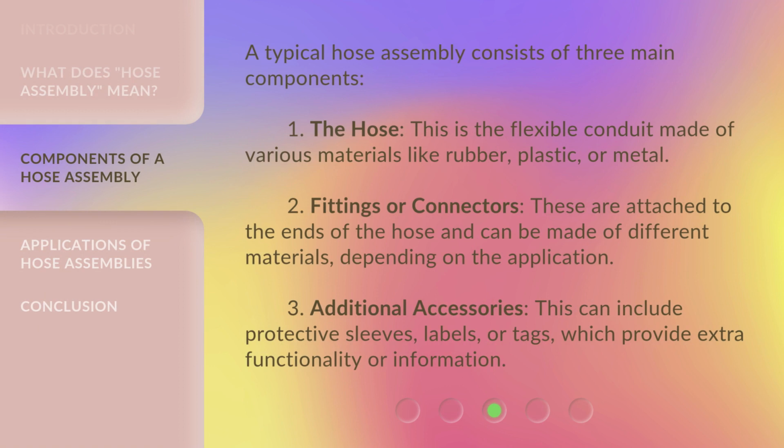A typical hose assembly consists of three main components. 1. The hose. This is the flexible conduit made of various materials like rubber, plastic, or metal. 2. Fittings or connectors. These are attached to the ends of the hose and can be made of different materials, depending on the application. 3. Additional accessories. This can include protective sleeves, labels, or tags, which provide extra functionality or information.